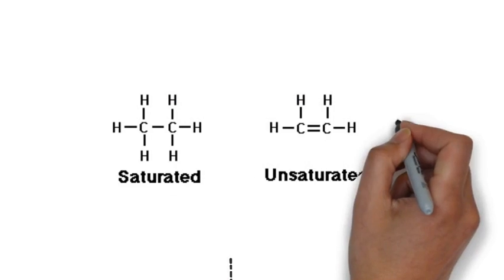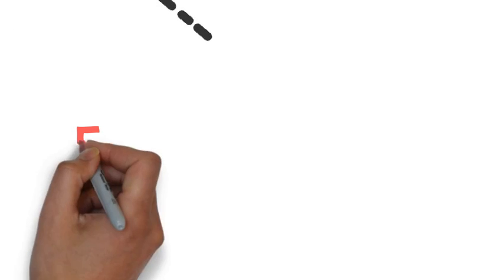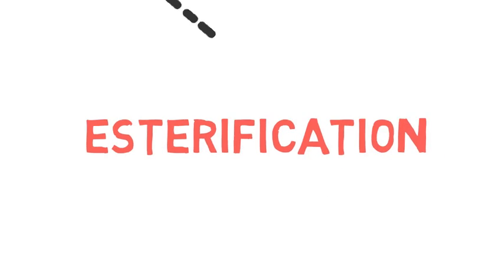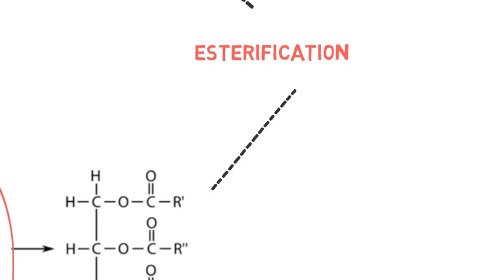Fatty acids are chains of carbon and hydrogen molecules and can either be saturated or unsaturated. The fatty acid chains attach to the glycerol backbone via esterification. Due to the hydrophobic nature, the triglycerides can be stored compactly within the body.